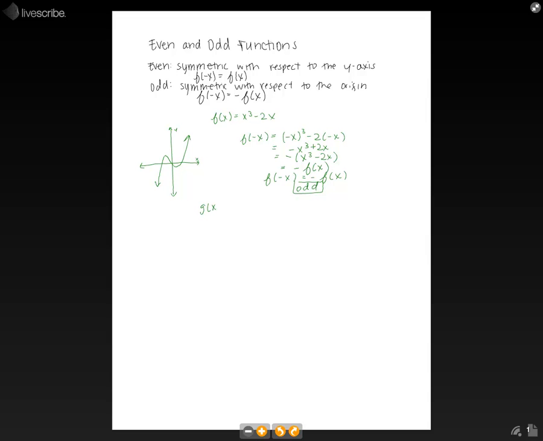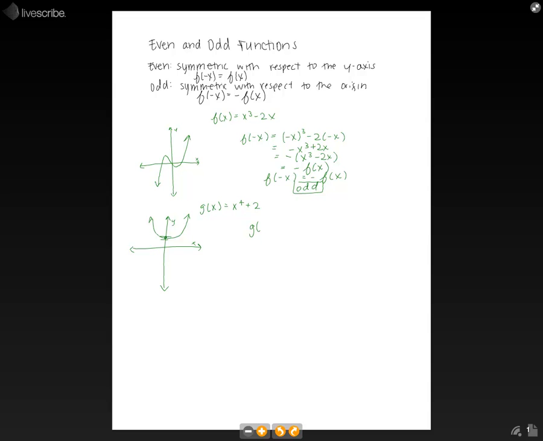Let's try g of x equals x to the fourth plus 2. So start with a rough sketch of this, which gives us this. So it appears that the function is symmetric with respect to the y-axis, because it looks like we have a mirror image over the y-axis. Now let's test it algebraically.